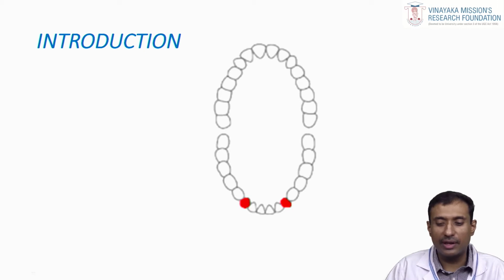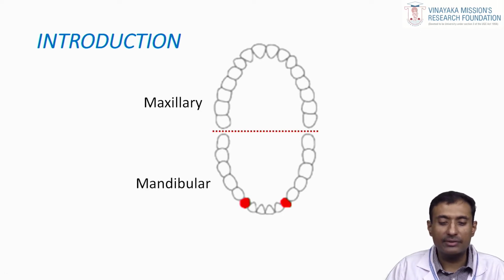So for today's discussion, as I have shown here, highlighted in red, I will be speaking on the mandibular canine. We can see the maxillary arch and the mandibular arch. The maxillary arch comprises the maxillary teeth and the mandibular arch comprises the mandibular teeth. The red highlights the mandibular canine. As we can see, the mandibular canine is the third tooth from the central incisor.